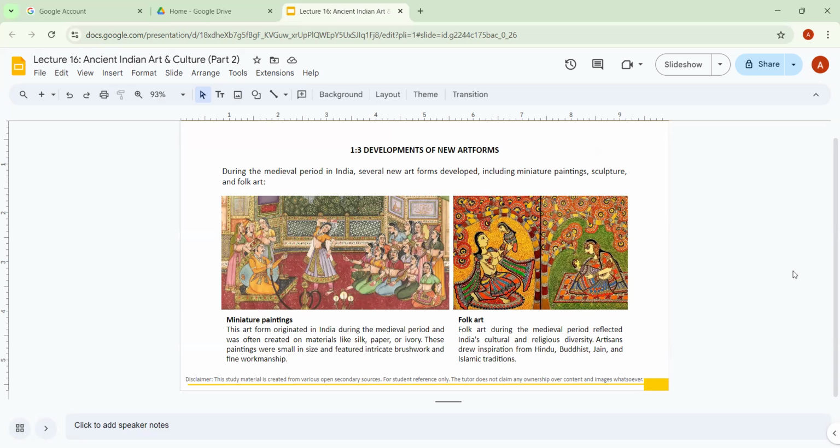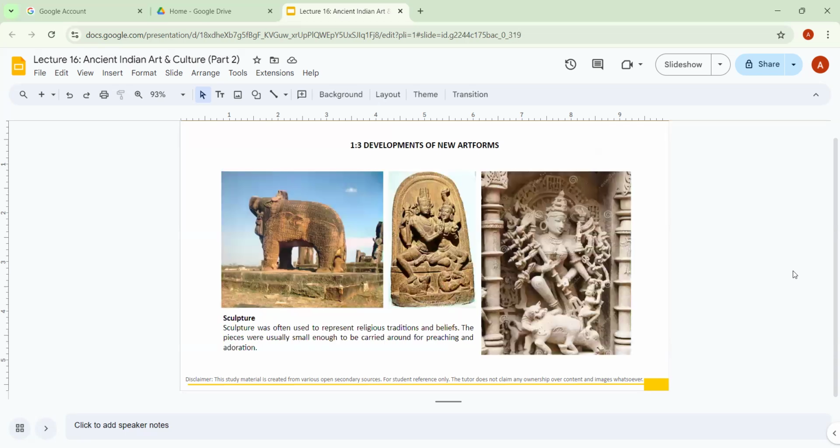The folk art during the medieval period reflected India's cultural and religious diversity. The artisans drew inspiration from Hindu, Buddhist, Jain, and Islamic traditions. The sculptures were often used to represent religious traditions and beliefs.